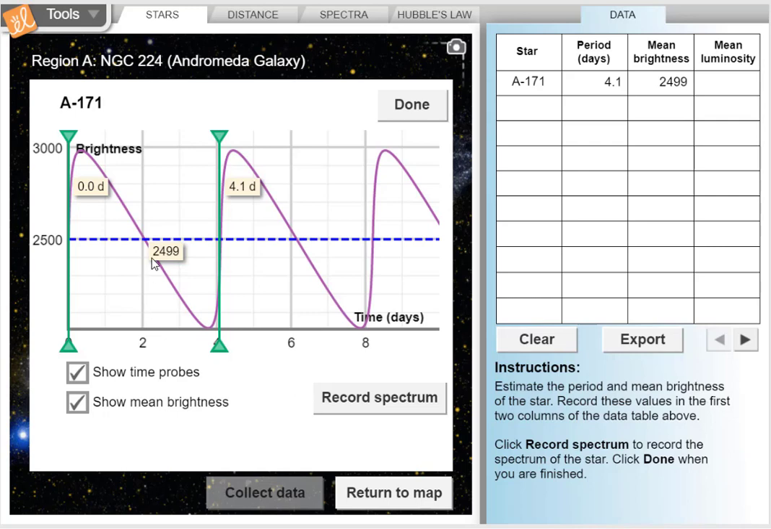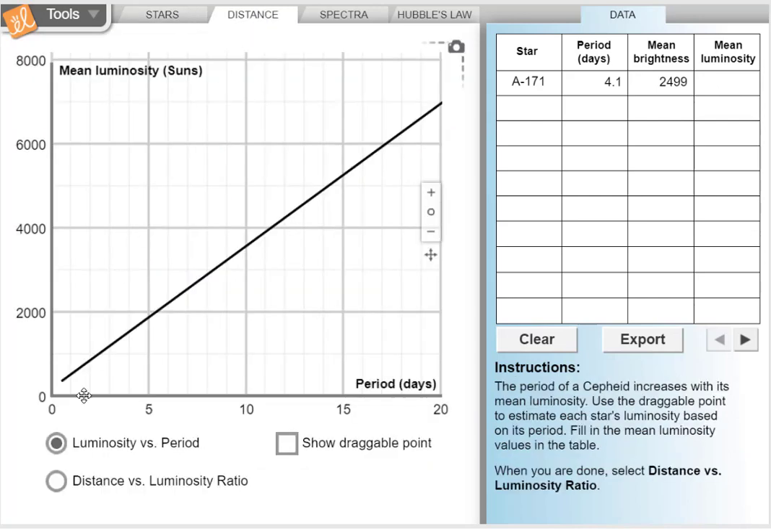Once I know the period, I'll use the data corrected by Henrietta Leavitt to understand the mean luminosity, which is the average absolute brightness of that star. I'll do that by clicking the Distance tab, and I'll see a graph here that compares the period to the mean luminosity of those suns. And this is data that comes from stars that we know their distance using parallax, but we're going to use it on stars that are too far away to use parallax.